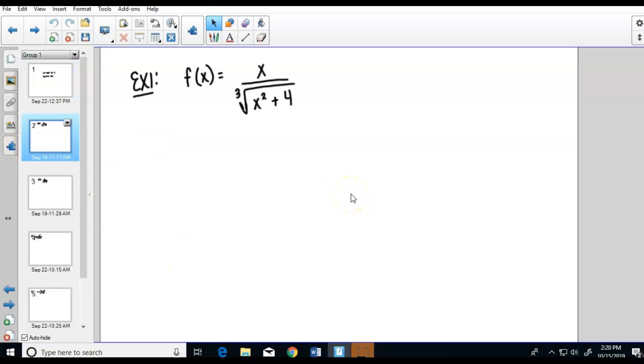Here's our first example. f of x equals x over... okay, here we go. That's better. So we've got f of x equals x over the cube root of x squared plus 4.